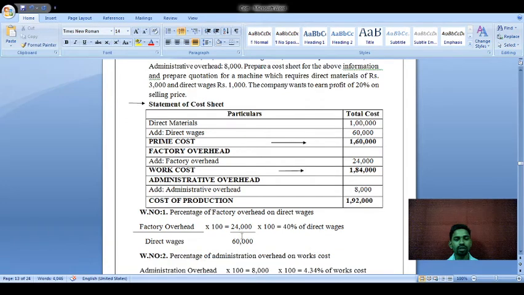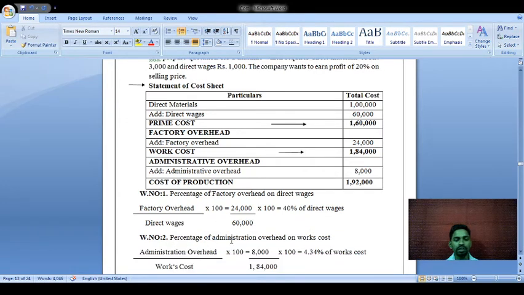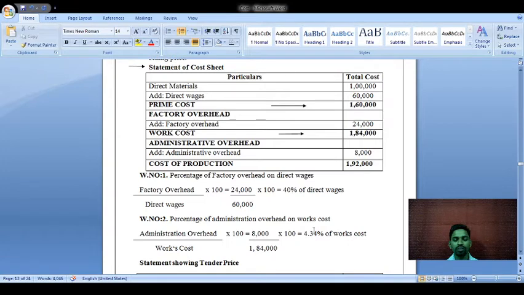Next, working note number 2: percentage of administration overheads on work cost. What is the formula to ascertain the administration overheads?